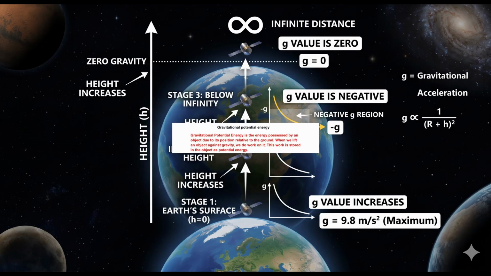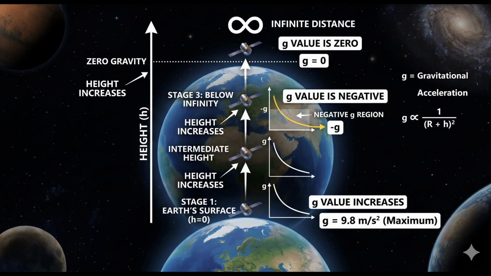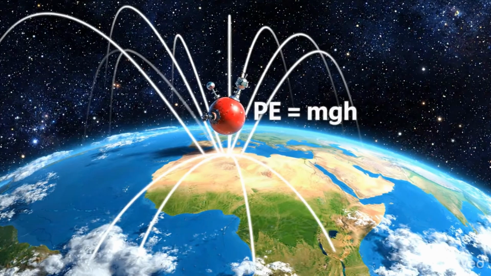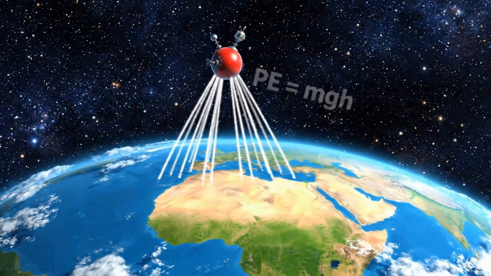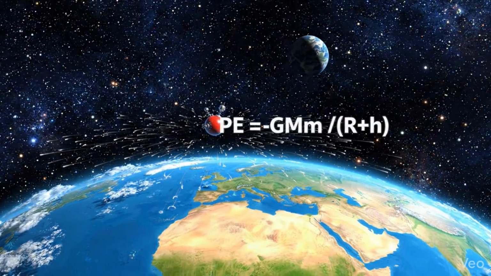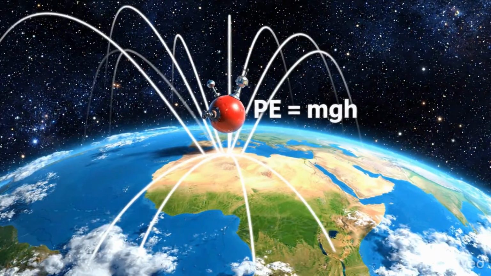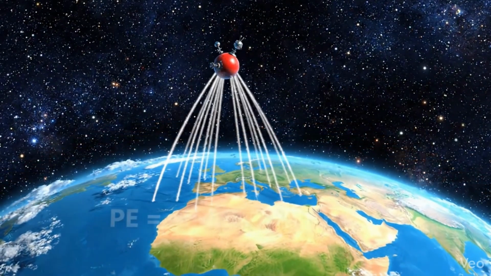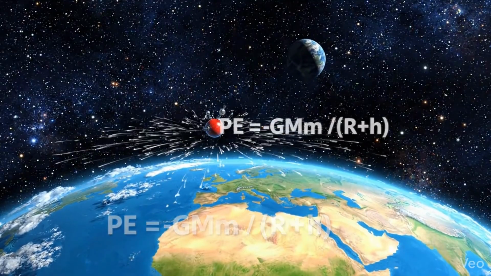Gravitational potential energy is the energy possessed by an object due to its position relative to the ground. When we lift an object against gravity, we do work on it. This work is stored in the object as potential energy.